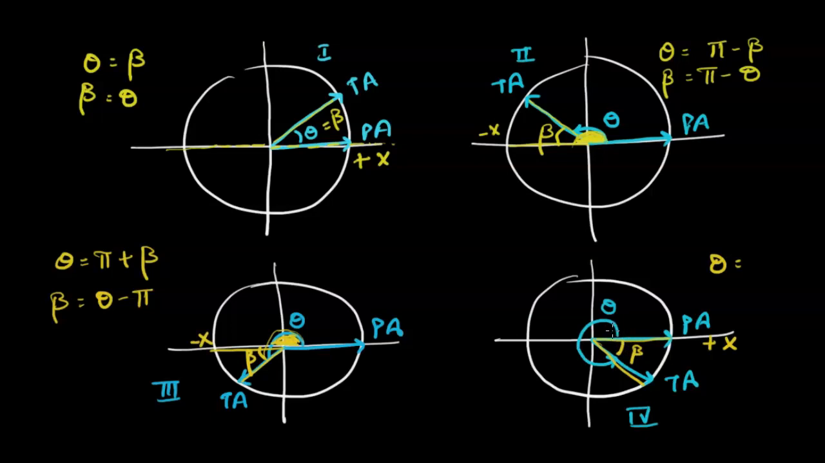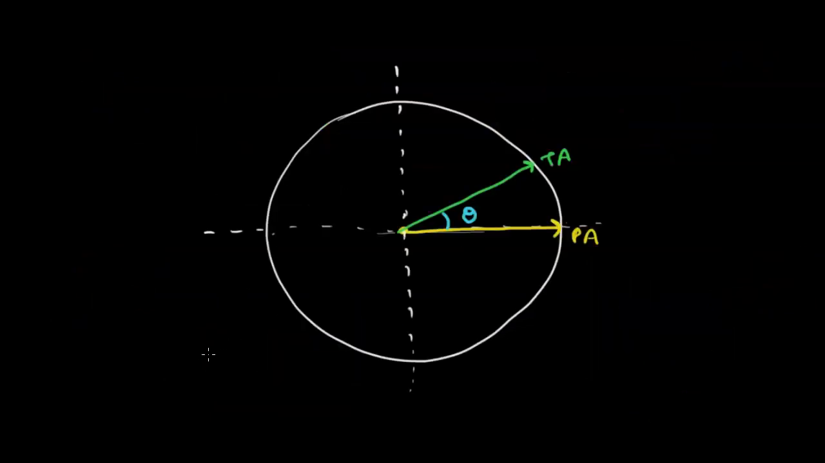Entire circle is 360 degrees or 2 pi radians. So it will be 2 pi minus beta. And beta will be equal to 2 pi minus theta. This is how we represent theta and beta in different quadrants. Once we know these relationships, we can apply them to any type of related acute angle or principal angle questions. Now, after understanding related acute angle and principal angle, let's quickly go over the unit circle in detail.